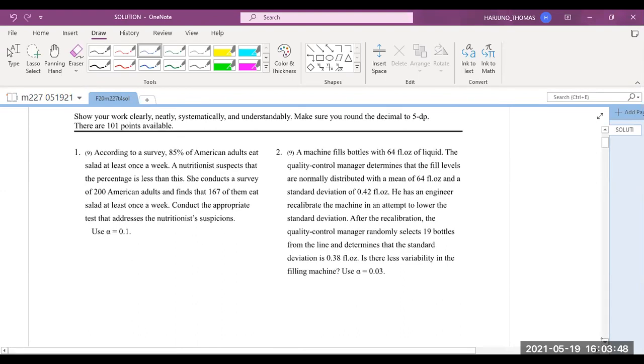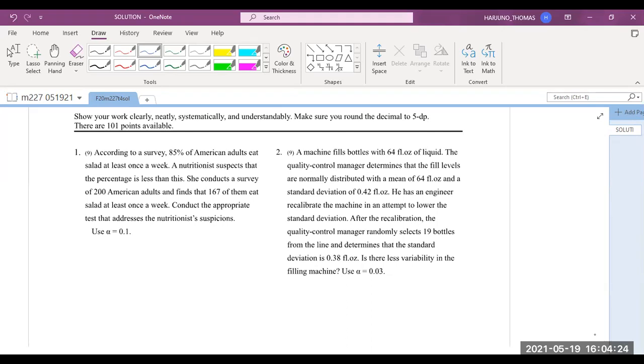Number one, according to a survey, 85% of American adults eat salad at least once a week. Now, a nutritionist suspects that the percentage is less than this, so less than 85%. She conducts a survey of 200 American adults and finds that 167 of them eat salad at least once a week. Conduct the appropriate test that addresses the nutritionist's suspicions.